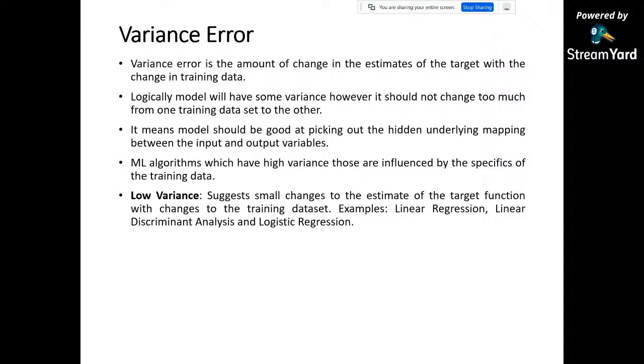And what are the algorithms of low variance? Linear algorithms, like linear regression, linear discriminant analysis, and logistic regression. Okay, keep this in mind.